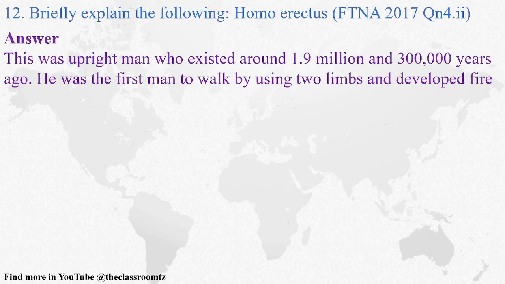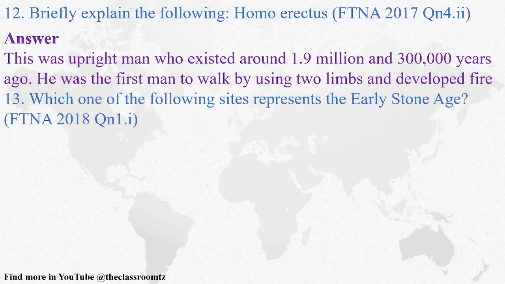First of all, it was the upright man. When we say upright man, we mean the first man to walk straight upward without bending, using those 2 limbs, standing effectively without shaking or going down. He stood upright, walking on 2 limbs. He existed those years ago, and this was the first man to walk by using 2 limbs and developed fire. This was the man who existed in Middle Stone Age, and this is our ancestor who gave us fire, the one who discovered the fire.